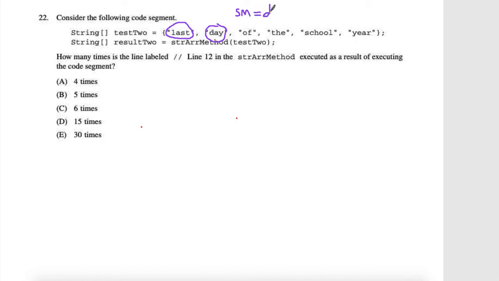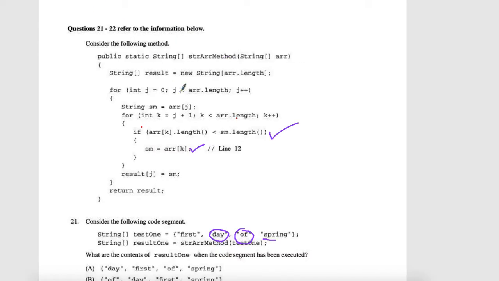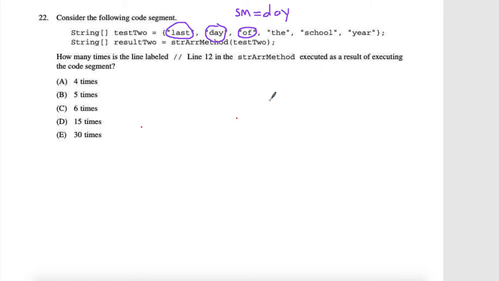K becomes 2. And we're going to compare day to of. Well, clearly of is shorter, so SM is reassigned again. That means that we get to this line of code again. So that's twice we've been to that line of code now. Then we're going to take of. SM is no longer day. SM is being reassigned as of at this point.